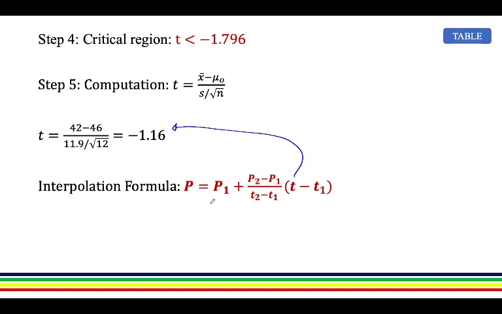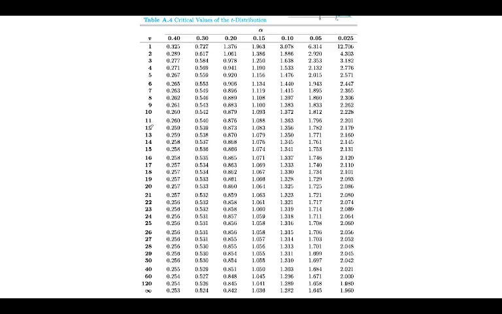Referring to the value of 1.16, let's go back to the table. And as you can see, there is no 1.16, particularly on the v of 11. But it falls within 1.088 and 1.363. In this case, 1.088 will become our t1 and 1.363 will be our t2. It follows that the alpha 0.15 will be our p1 and 0.1 will be our p2.